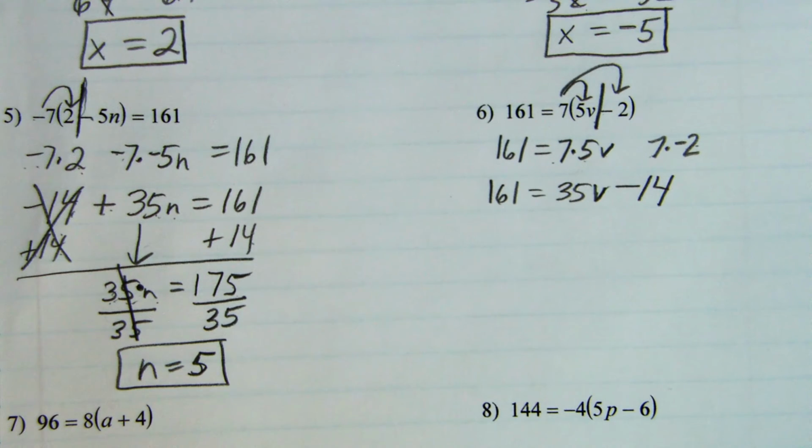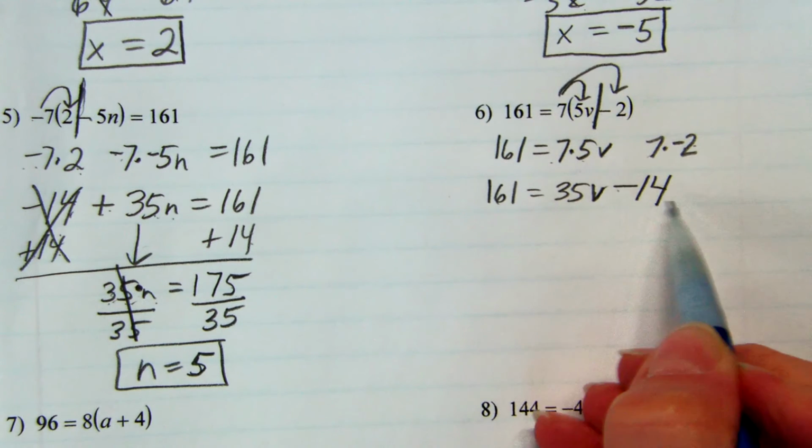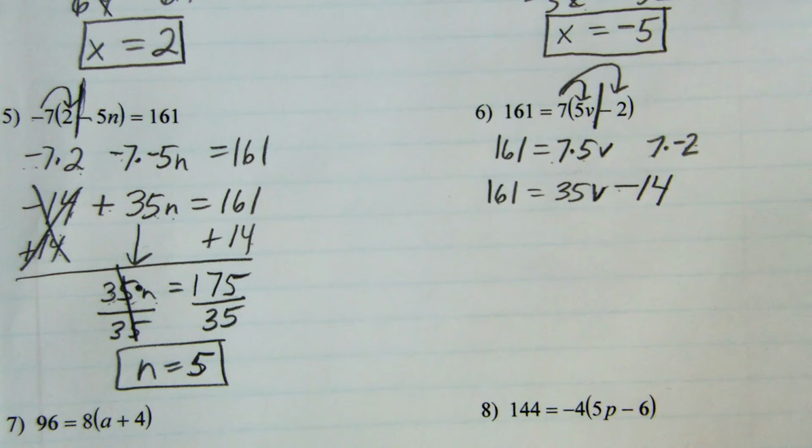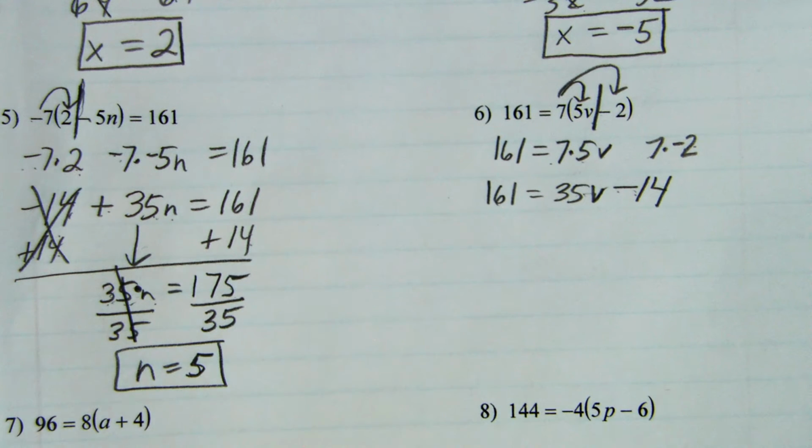You don't have to put plus negative. You can keep it very simple. If that's going to come out negative, just make it minus 14. Okay, so that was all step 1. We distributed, and that just simplifies this right-hand side, got rid of the parentheses. What do we do next?